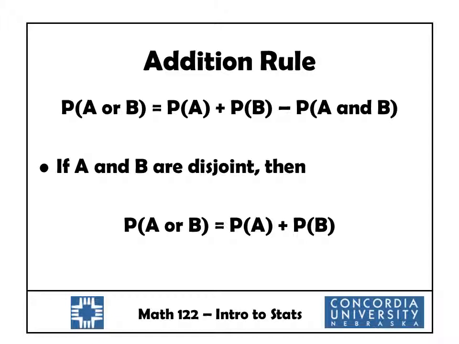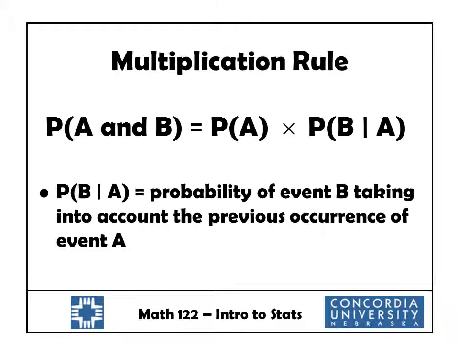Now if they're disjoint, that means that the two events cannot occur at the same time. Then the probability of A and B was 0, so we don't have to subtract anything, and our formula reduces down to this. Probability of A or B is the probability of A plus the probability of B. So if you see OR inside of your probability, that suggests addition, but you make sure you don't double count anything.